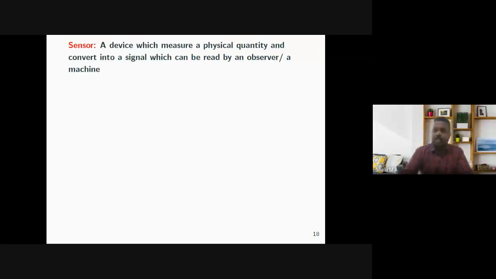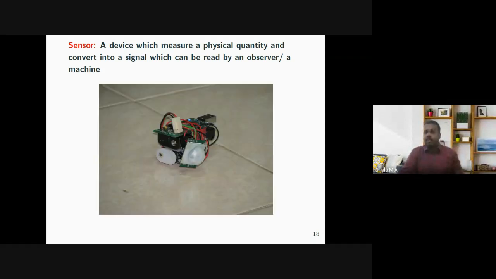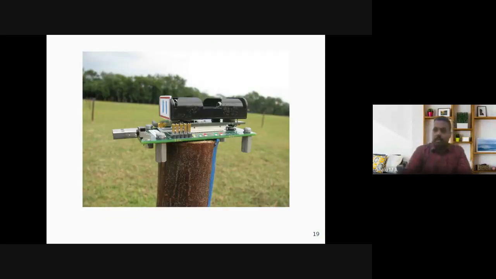So let me tell you what a sensor is. A sensor is a physical device. This is the sensor we bought in IIT Madras, one of the samples. It can convert a physical signal, it can read and observe. So you can detect motion, and you can detect temperature differences in the surroundings, and so on. This is in fact a trial we did. I'll come back to that.